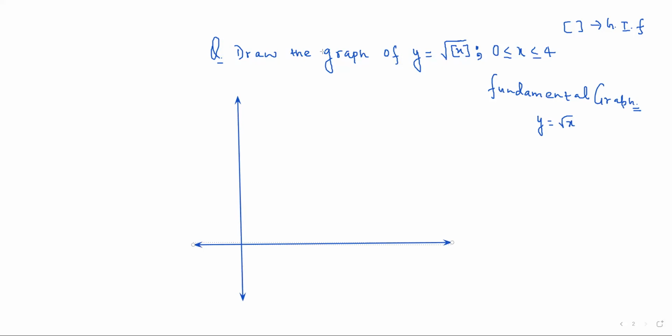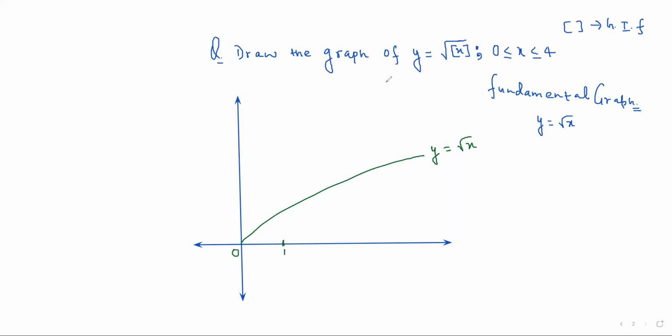So beta, what is the graph of y is equal to root x? This is the graph of y is equal to root x. Now the graph is between 0 to 4. So how many integral points? So integral points will be 1.